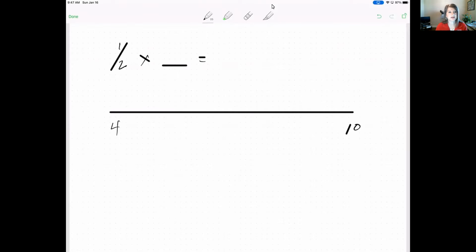Okay, so we're asking the question, 1/2 times what equals an answer that will lie between 4 and 10? So I'll start taking some answers. What do I need to multiply by 1/2 to get an answer that lies between 4 and 10? 16. Okay, we have an answer of 16. So 16 times 1/2, or 1/2 of 16, gives us 8. Okay, great. Someone else. 12. Okay, same thing. 1/2 of 12 gives us 6.